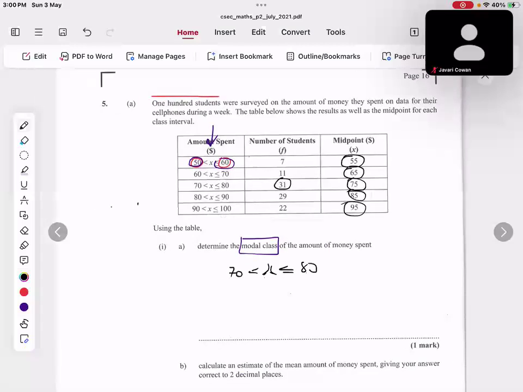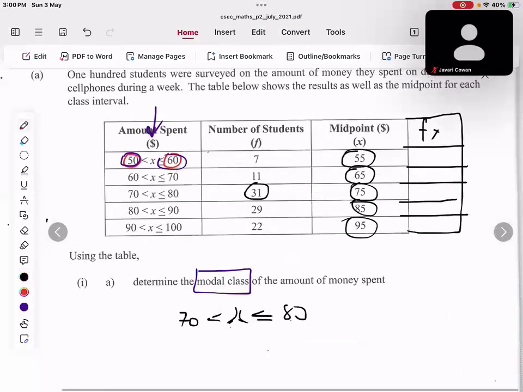So to get the mean, ladies and gentlemen, we need to create a column here. And this column is going to be called your FX column, because you'll have to multiply. You see, because we don't know exactly what amount of money was spent, we just know that the money spent was between a certain interval. We have to use the midpoint as an estimate. So the FX column will tell us that we should multiply the F values by the X values.